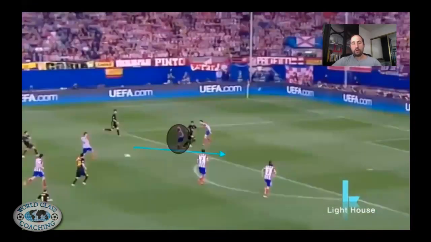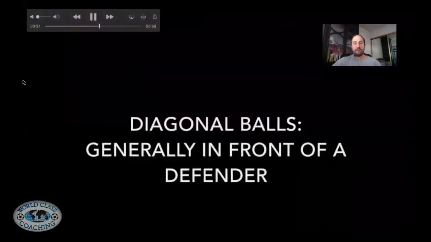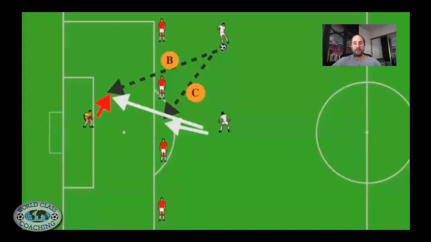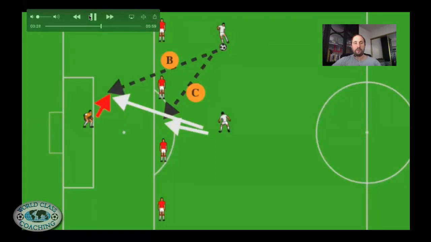It can be a little shorter, but always behind the defender playing the ball. Now, the diagonal ball brings something different. It brings a pass that can be in front of a defender.